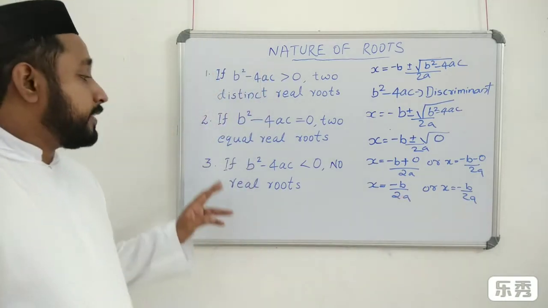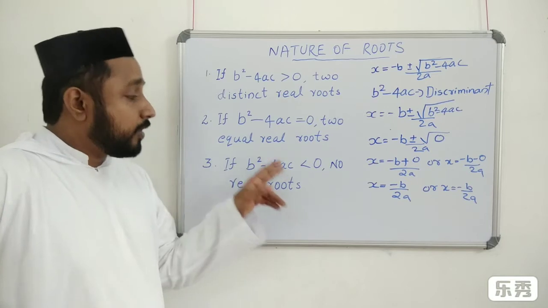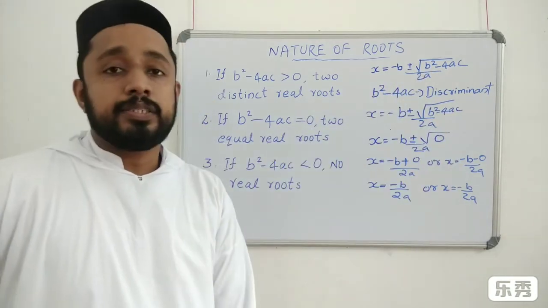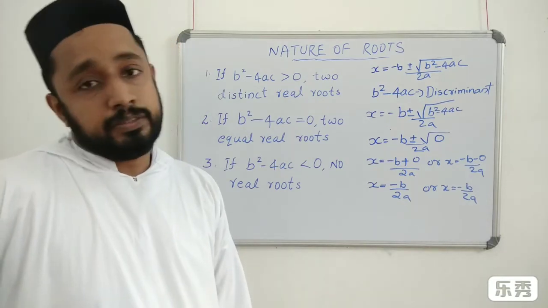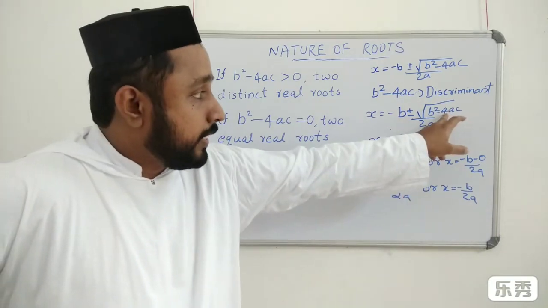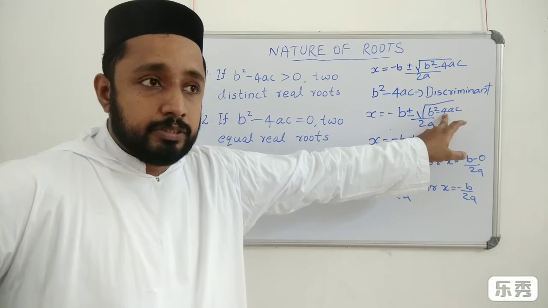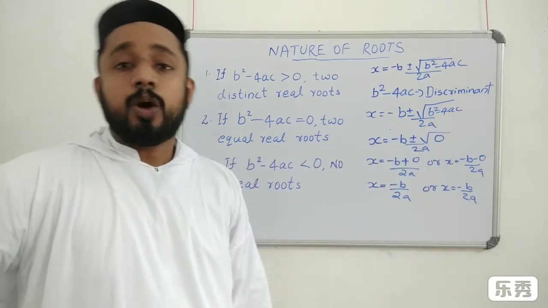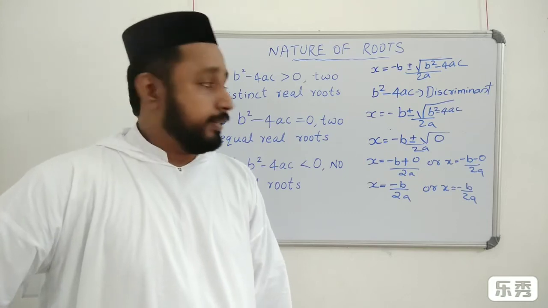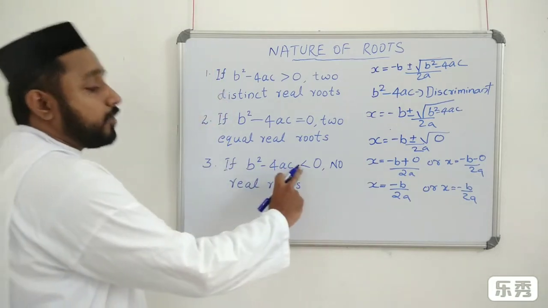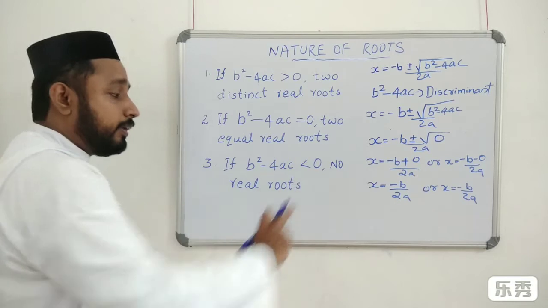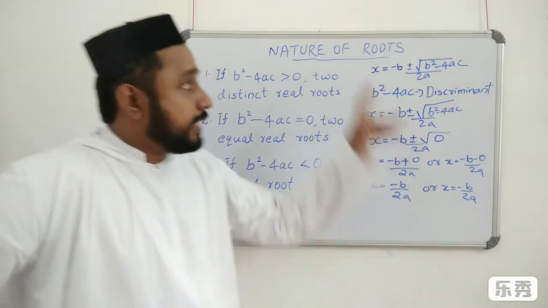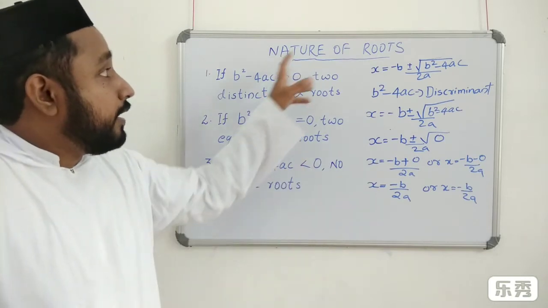The third condition is that if b² − 4ac < 0, which means it is a negative number. We didn't study the root of a negative number, which is a complex number, not real. Therefore, if b² − 4ac < 0, there are no real roots. The roots are not real. So these are the three conditions of the nature of the roots.